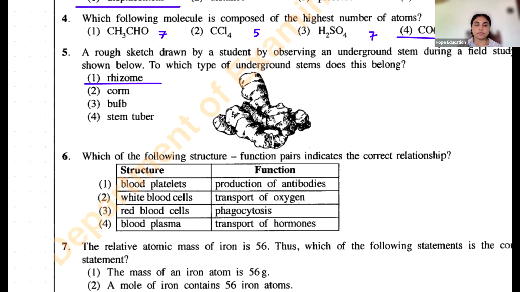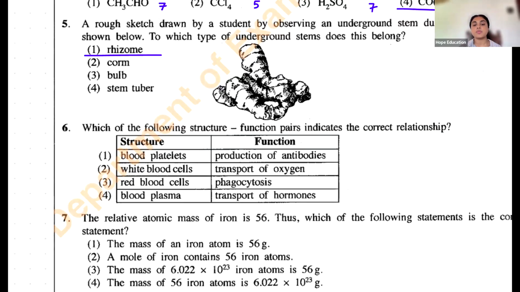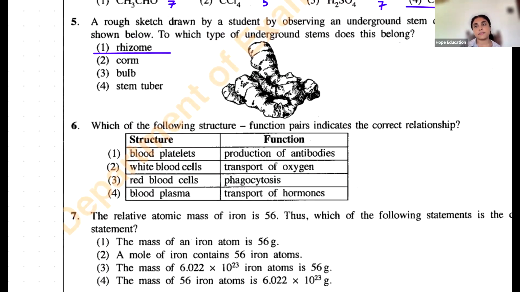Okay, sixth one. Which of the following structure-function pairs indicates the correct relationship? Blood platelets, production of antibodies. Is that correct? No. What produces antibodies? White blood cells produce antibodies. Next one, white blood cells, transport of oxygen. That is not true. What transports oxygen? Yes, red blood cells. Red blood cells, phagocytosis. Is it true? No. Then what does phagocytosis? White blood cells. Blood plasma, transport of hormones, is the correct answer.